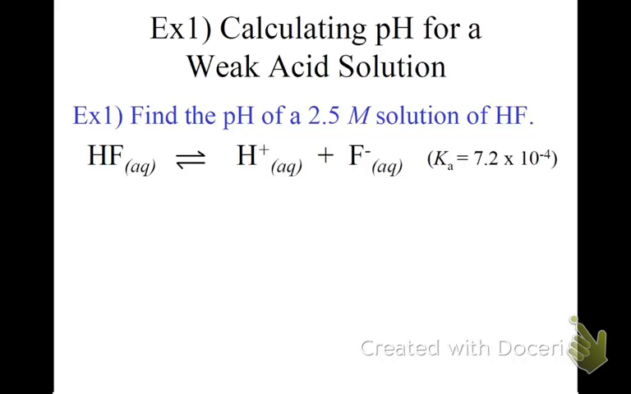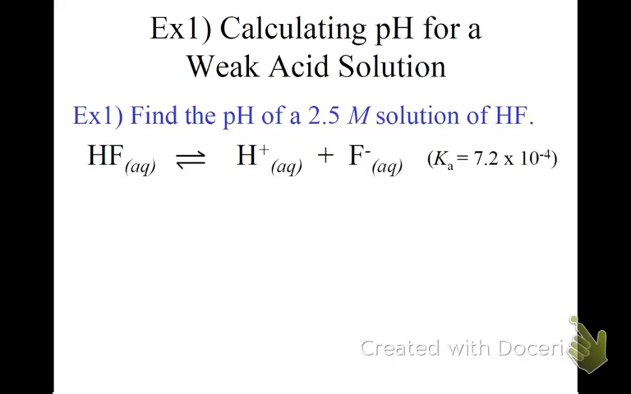All right, we're going to talk about how to calculate the pH for a weak acid solution. So in the case of hydrofluoric acid that we see here, it's a weak acid, not because it doesn't hurt you, doesn't burn you. In fact, hydrofluoric acid is one of the most dangerous acids in the world. This is the one acid that a single drop would actually kill you. So strength has nothing to do with whether or not it's deadly.